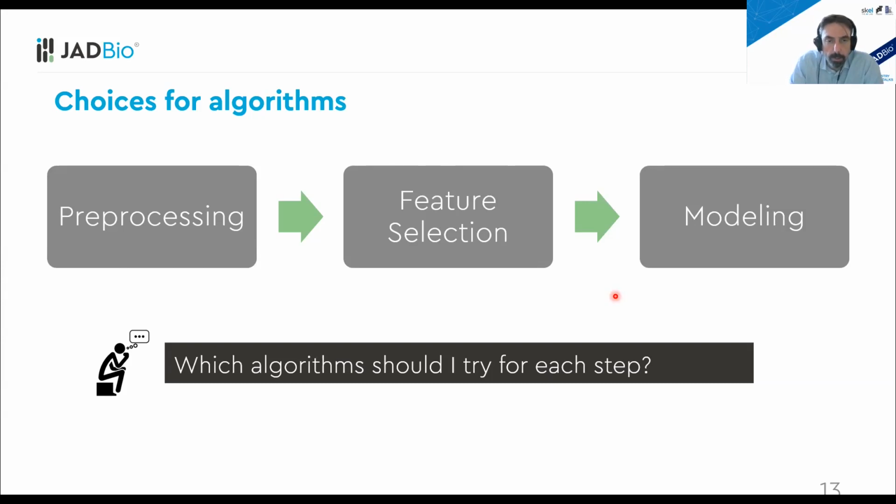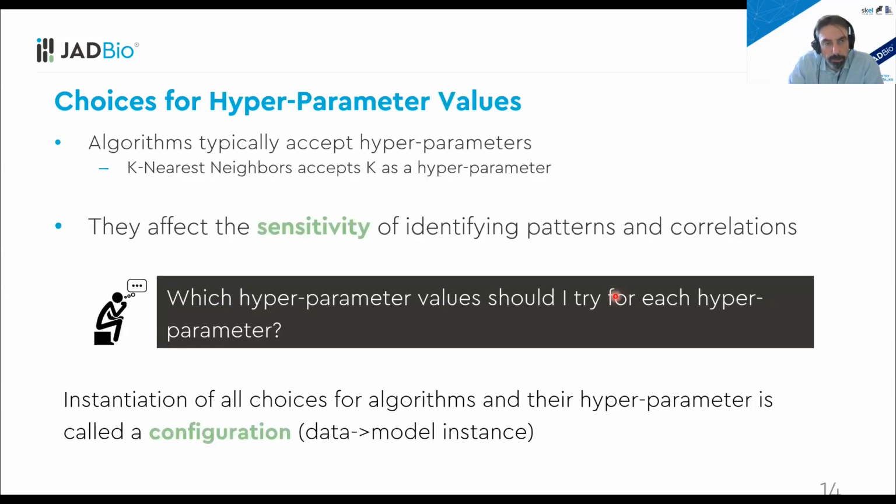On top of that, to make things worse, for each algorithm we have lots of choices for their hyperparameters. All algorithms accept some parameters called hyperparameters, and they determine the behavior of the algorithm. Usually they make it more sensitive in identifying patterns or less sensitive. And if you don't tune them right, you don't get good results. So which values should we try? When you instantiate all of your choices for the algorithms and the hyperparameter values, that I call the configuration. It's a pipeline with all the choices instantiated, and it takes you from the data to some predictive model instance.